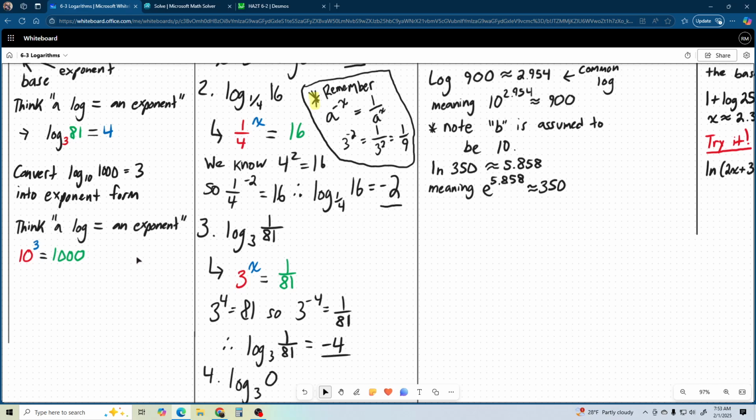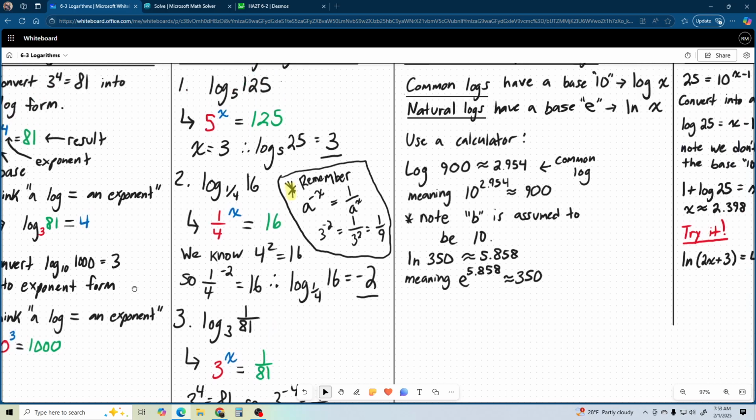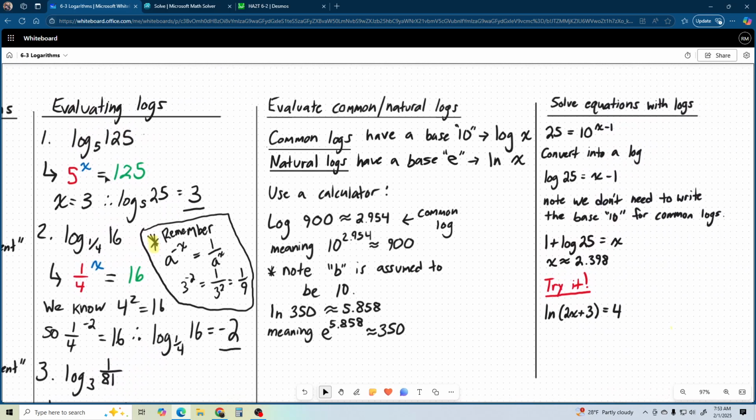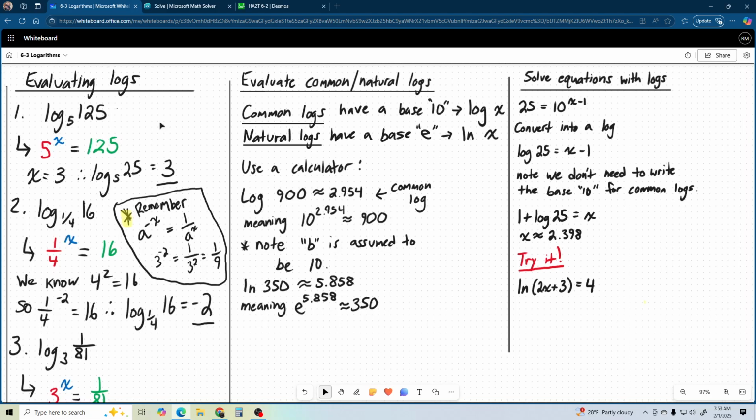All right, and now you're ready to start looking at problems. So let's evaluate logs. And this is going to be evaluating logs without a calculator, because there are very specific things we have to do in order to be able to convert them on a calculator. All right, so first let's evaluate log base 5 of 125.